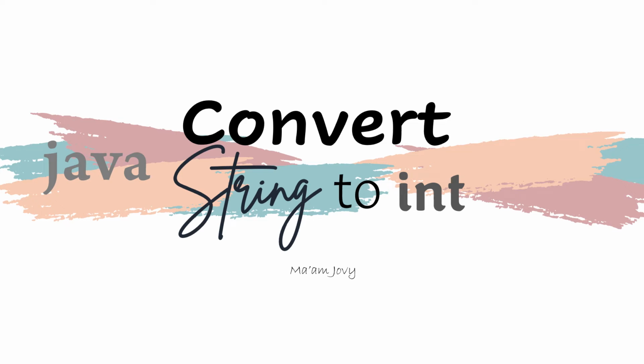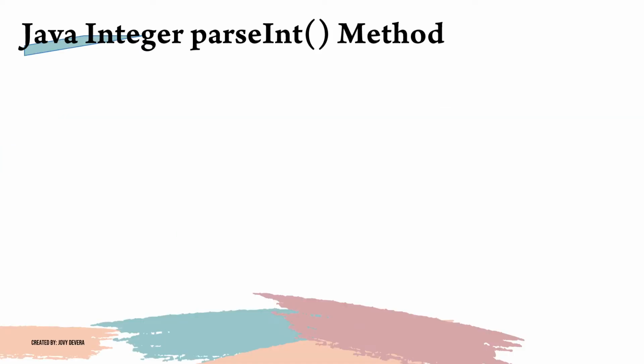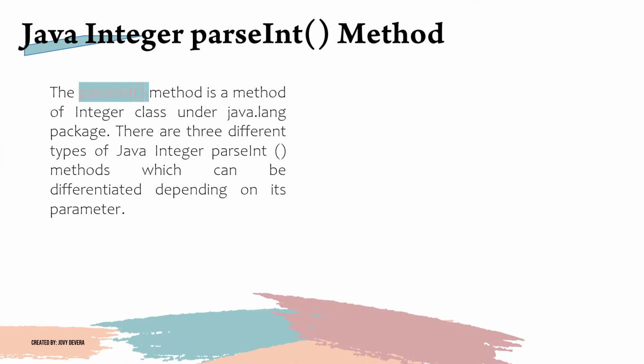This video talks about converting string into integer using parseInt method in Java. The parseInt method is a method of Integer class under java.lang package. There are three different types of Java Integer parseInt methods, which can be differentiated depending on its parameter.